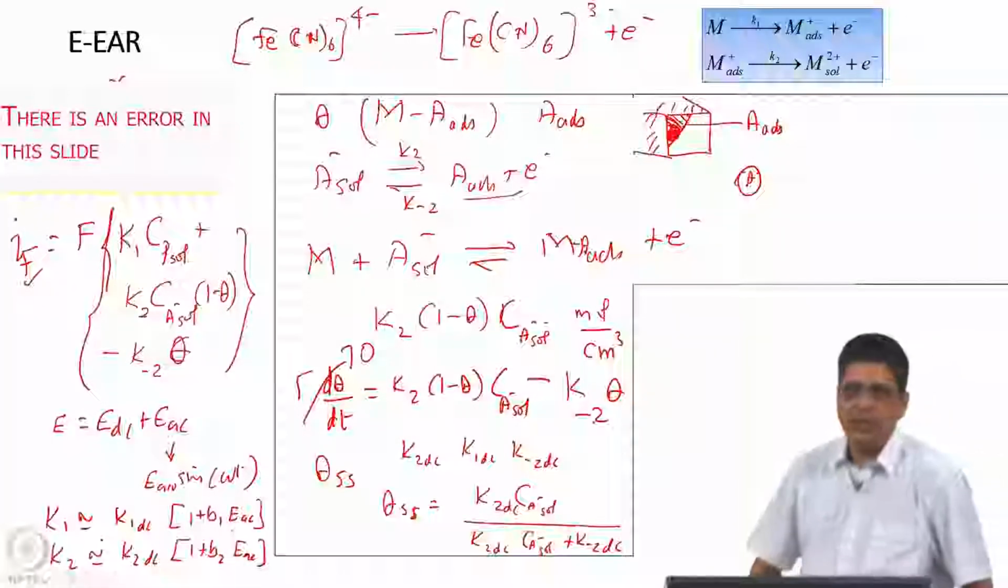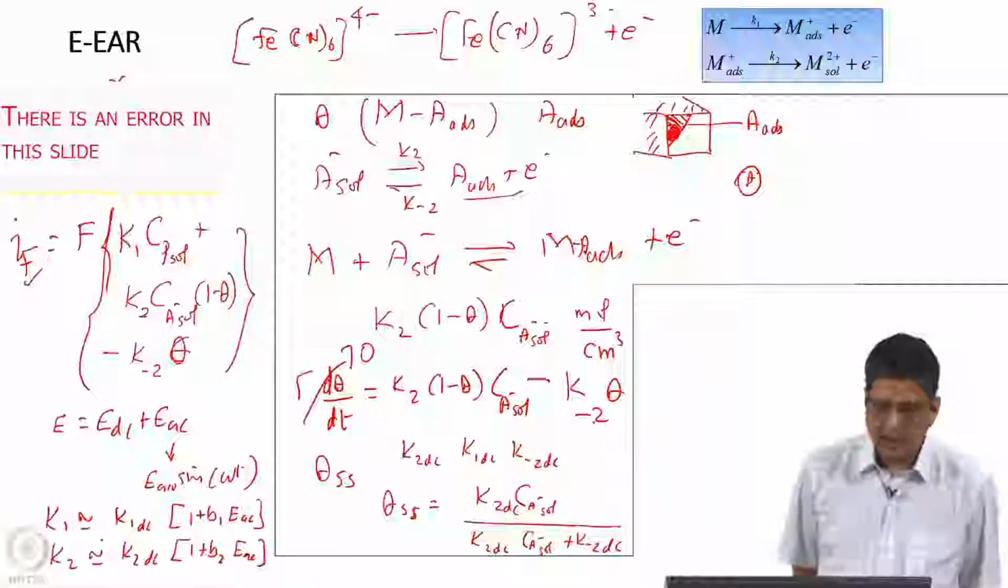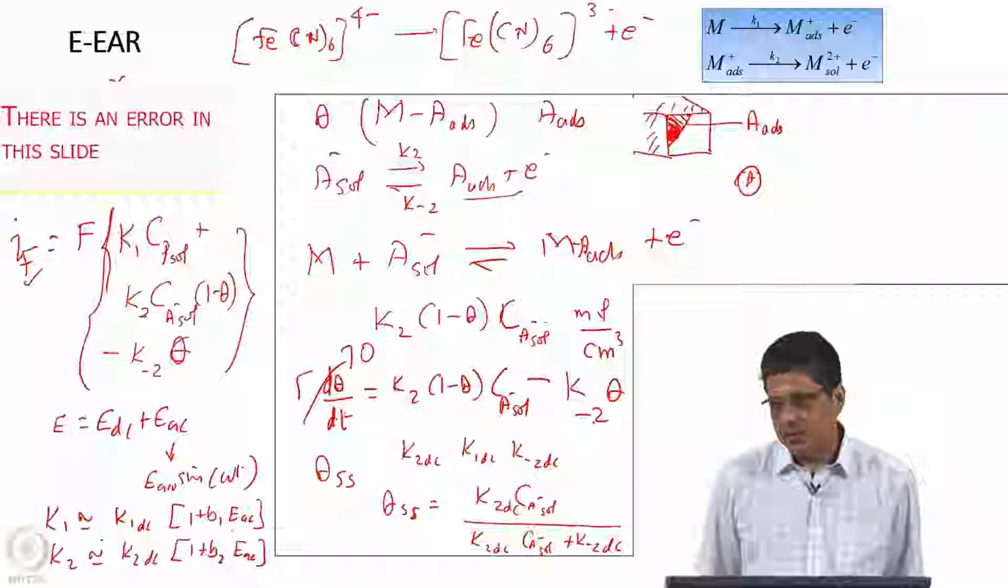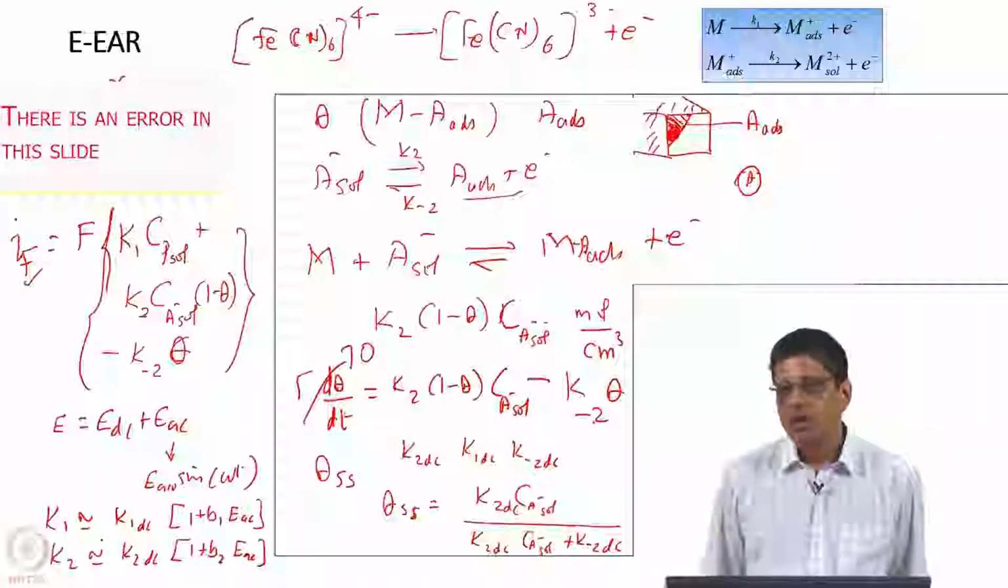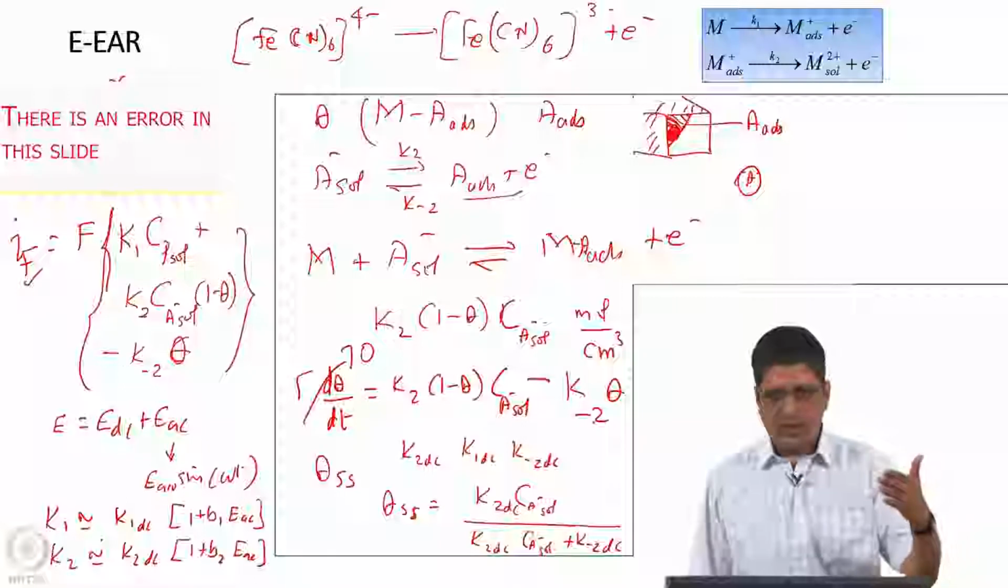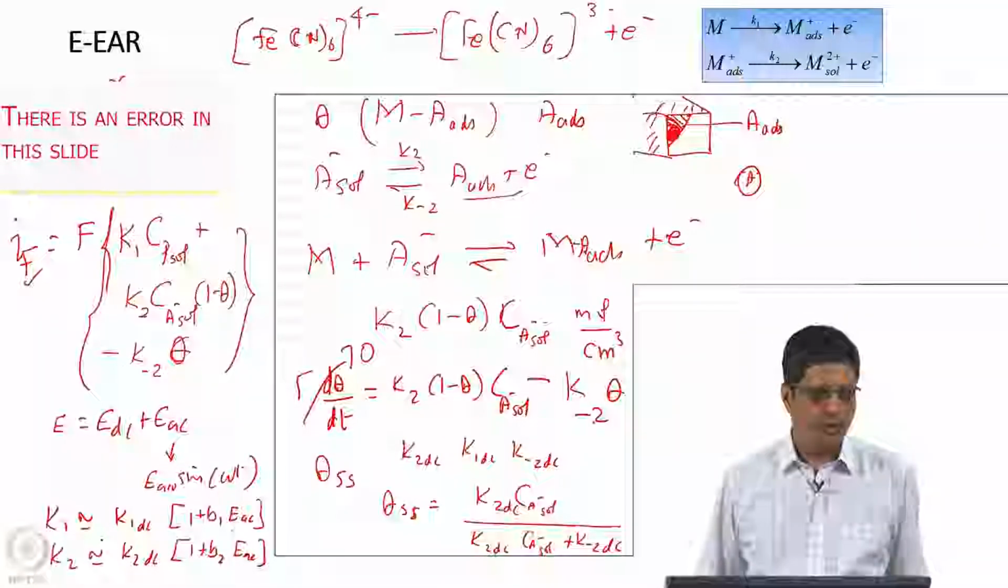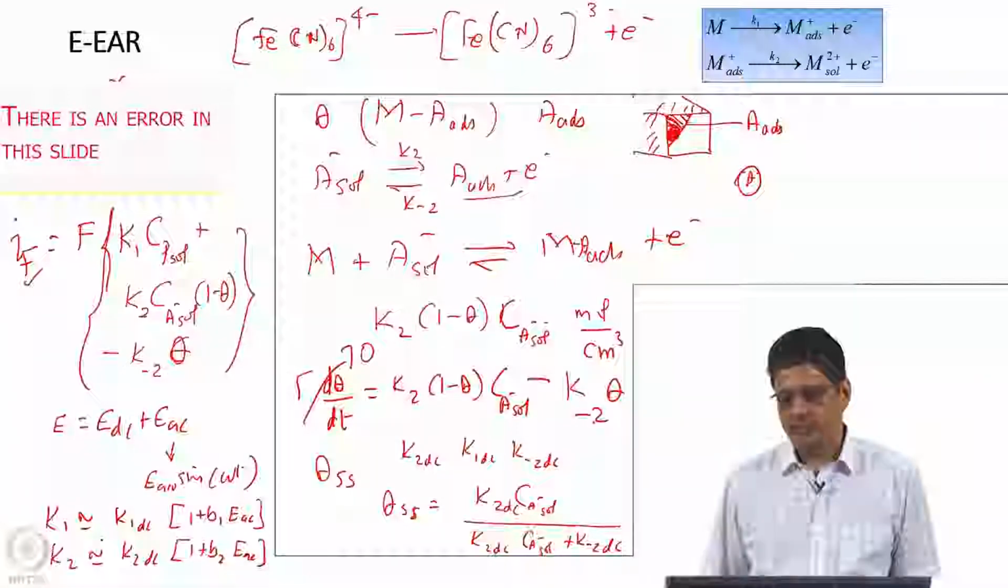and likewise K minus 2 is going to be approximately equal to K minus 2 DC multiplied by 1 plus B minus 2 EAC. The right way is you have to write the entire thing in Taylor series, truncate it after the second term and then get here. When we do it frequently, we can directly write this approximate expression.